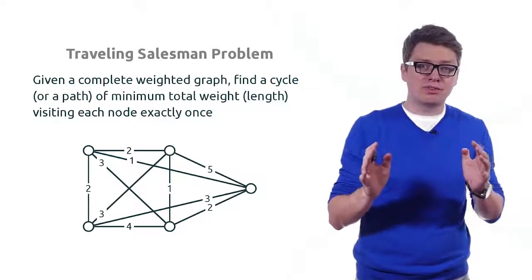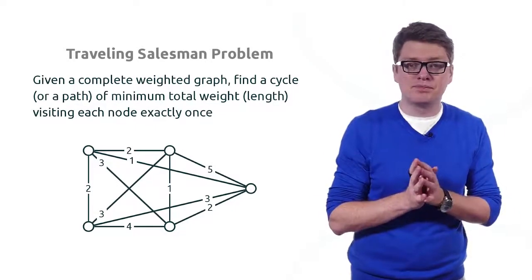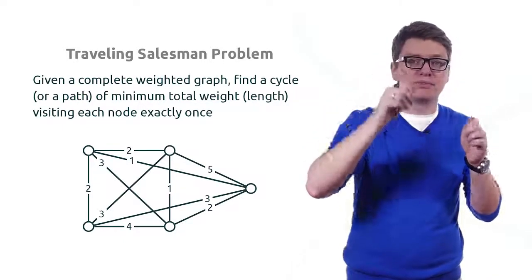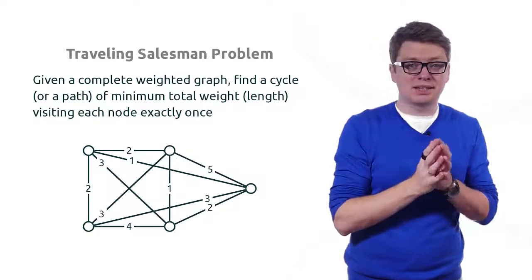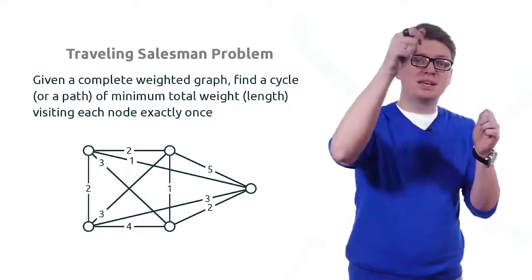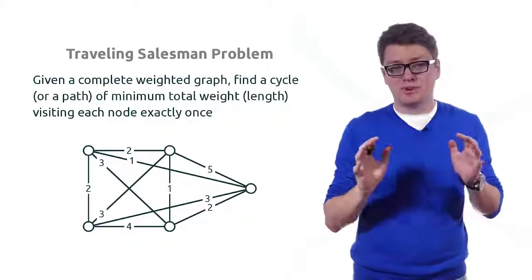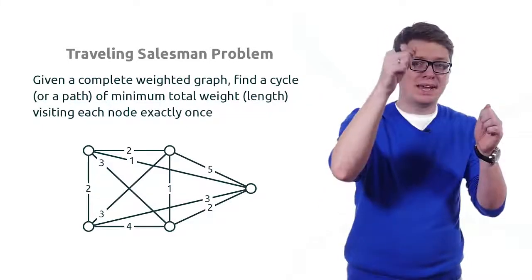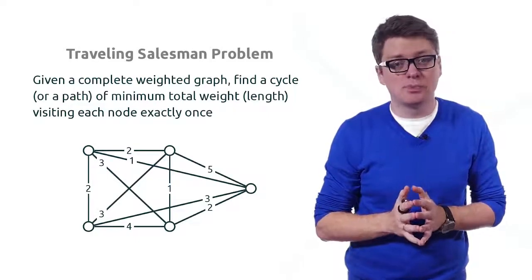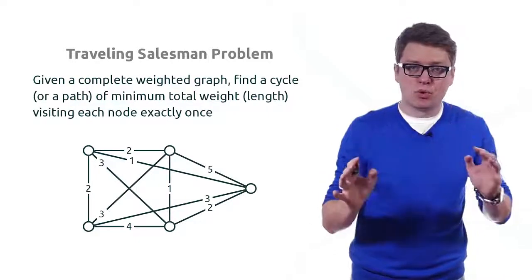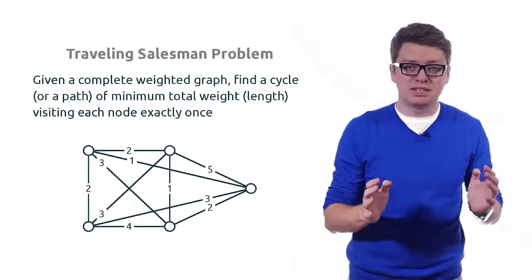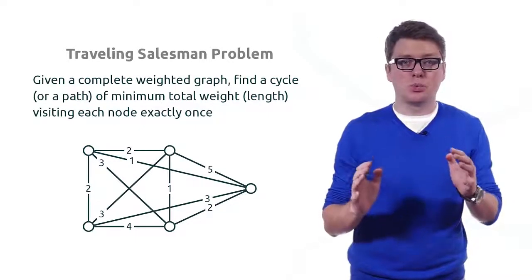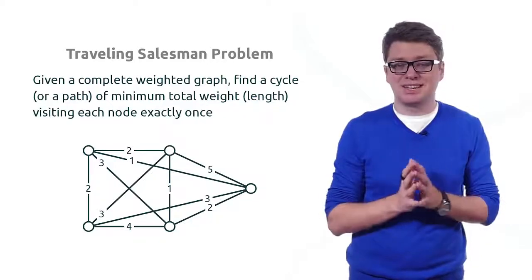Okay? So a graph may be either directed or not. If it is undirected, then there is just one edge between every pair of nodes. If it is directed, then there is an edge from A to B and an edge from B to A for every pair of nodes A and B. And in general, the weights of these two edges should not be equal. Okay? So what we're looking for is just a cycle that visits every node exactly once and has the minimum total weight or the minimum total length, which is exactly the same.